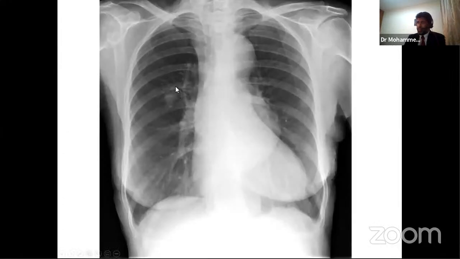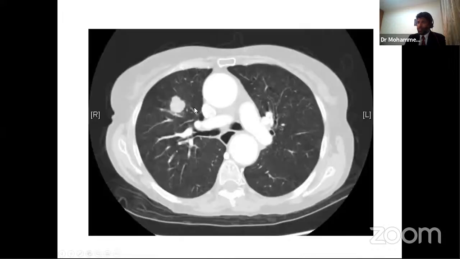This is another example of a very subtle area here, perihilar. These are the areas that we need to closely look at, suprahilar or perihilar areas. And there is obviously the tortuous aorta sitting here, but we are more interested in this lesion. And this is what the CT scan showed.